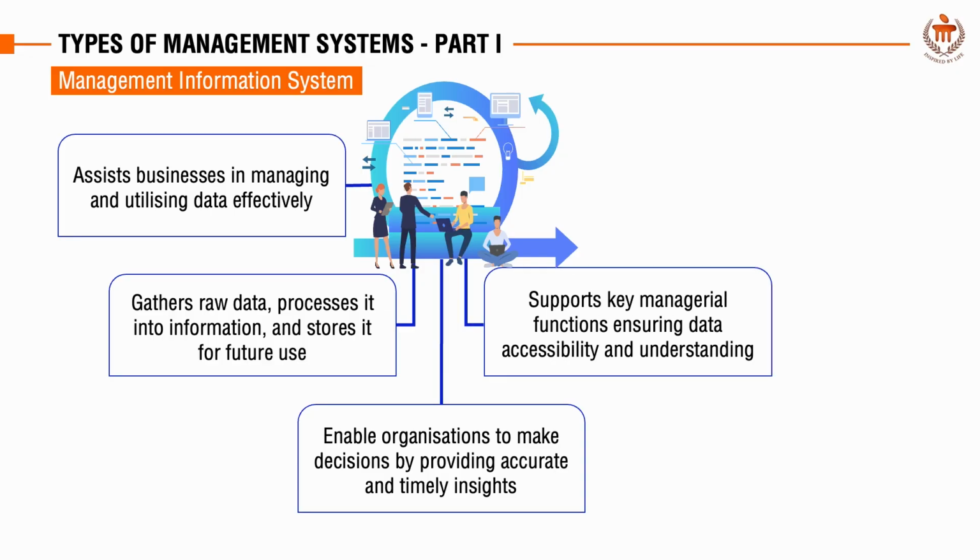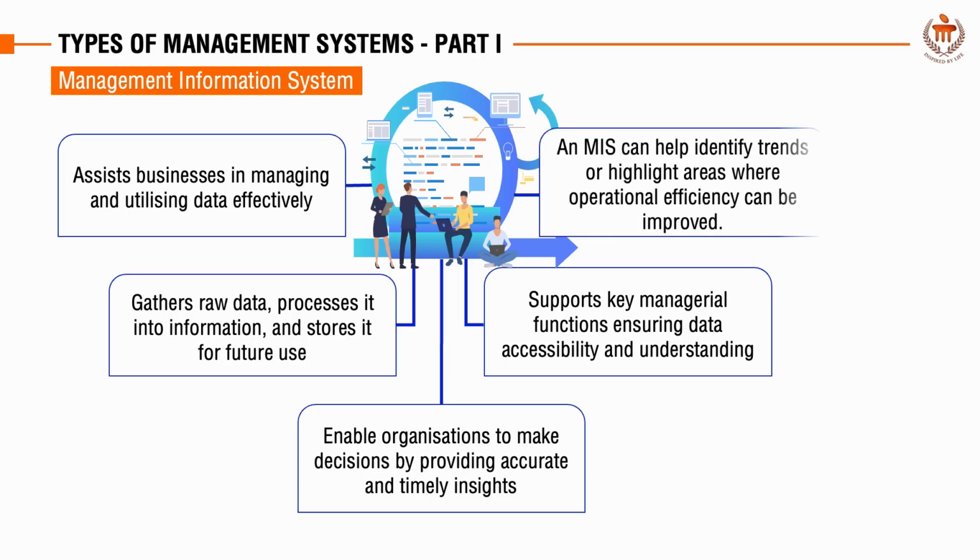The primary goal of an MIS is to enable organizations to make well-informed decisions by providing accurate and timely insights. This system supports key managerial functions such as planning, monitoring, and decision-making by ensuring that essential data is easily accessible and understandable. For example, an MIS can help a manager identify trends in sales performance or highlight areas where operational efficiency can be improved. By turning complex data into actionable insights, MIS plays a crucial role in streamlining processes, boosting productivity, and driving organizational success.